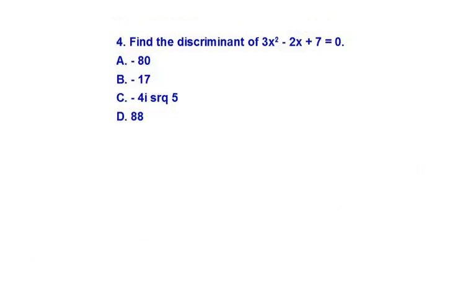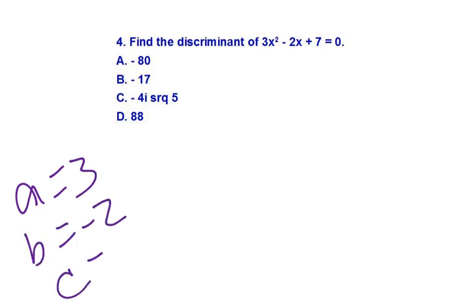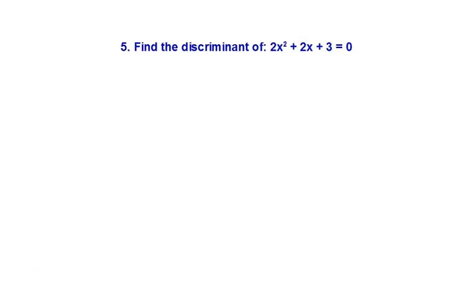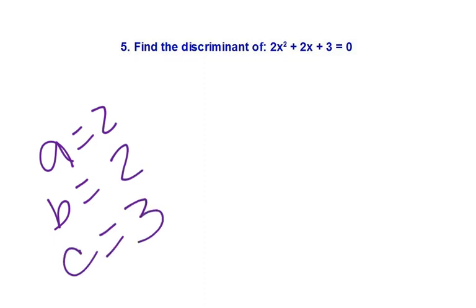Now we have to find it. A is 3, B is negative 2, C is 7, negative 80. Find the discriminant. A is 2, B is 2, C is 3, negative 20.